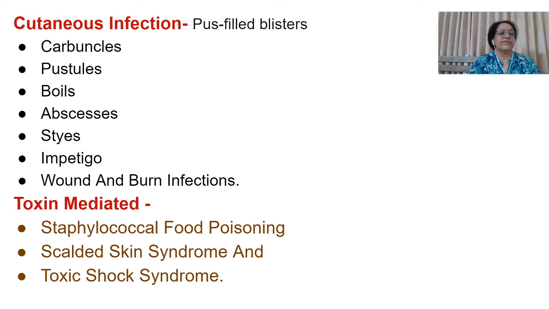This organism also causes infections of the skin. These are called cutaneous infections, and are characterized by pus-filled blisters. As you know, this organism is an opportunistic pathogen. From a cut or abrasion, it may enter the body and cause various types of diseases of the skin as well as some other body parts.